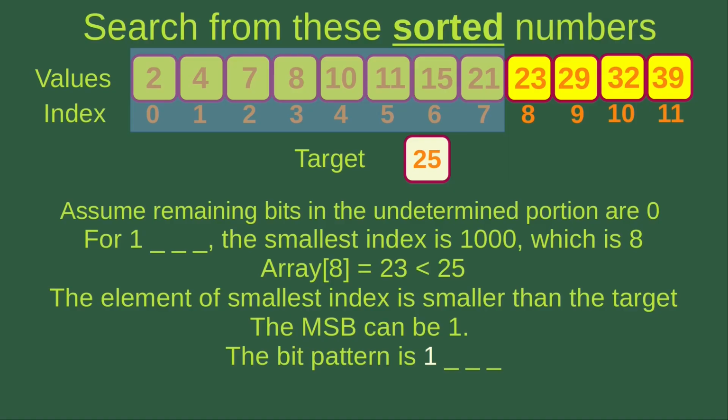So for my current case with 1 at the beginning, the smallest index is 1000, which means 8 in my case. Index 8 in the array would correspond to 23, which is actually smaller than our target of 25. The element of the smallest index is actually smaller than the target. It means that the most significant bit can be 1. In this case, we have already set up the bit pattern as 1 together with 3 undetermined bits.